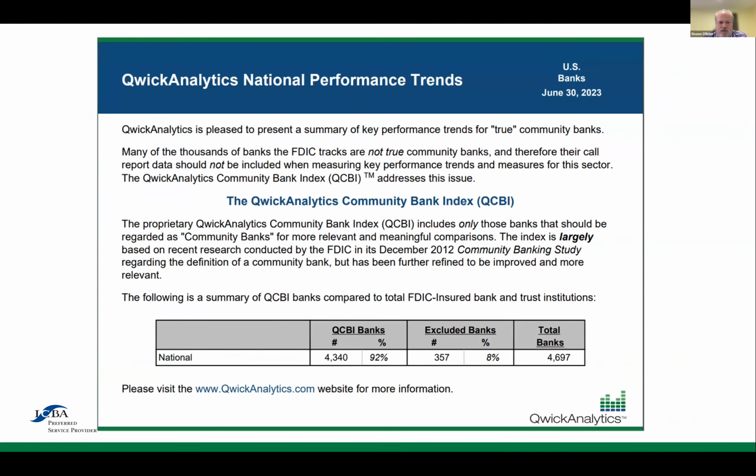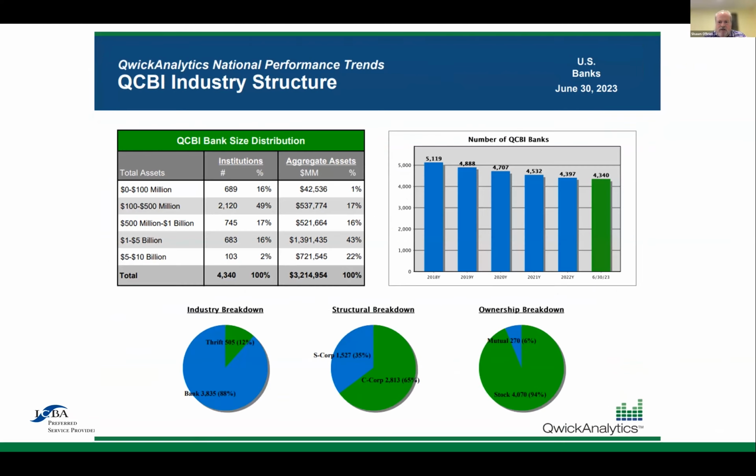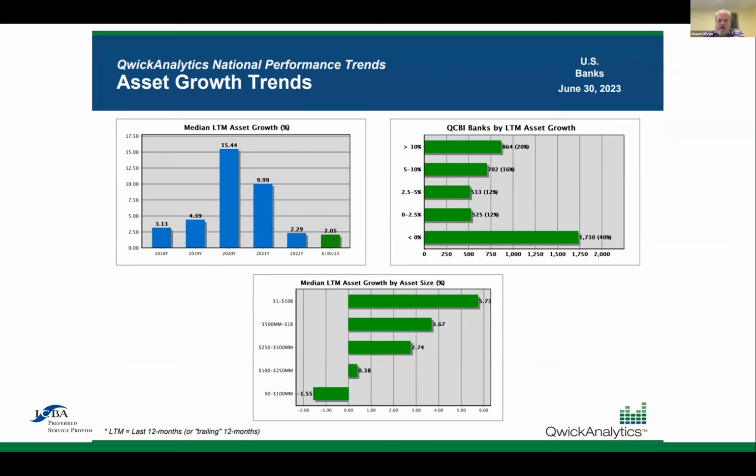So let's move to the QCBI numbers. Again, we're under 4,700 banks as we sit here at the end of June of 2023. The breakdown's pretty much the same as we've seen it. But I think here's where things start to change, right? I mean, 2020, 2021, we had huge, obviously, influx, huge asset growth.